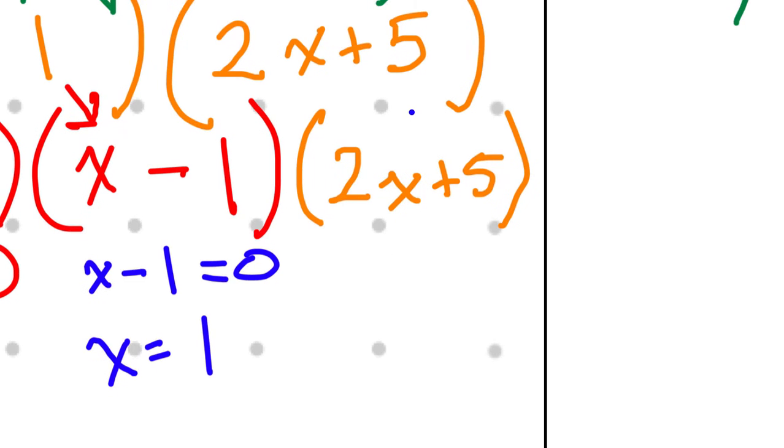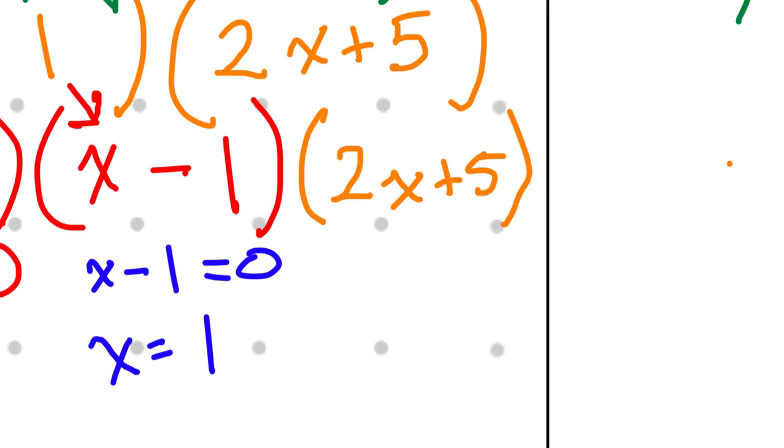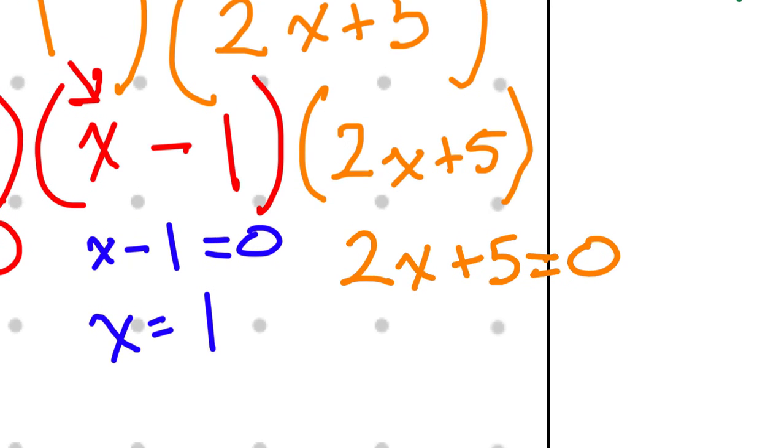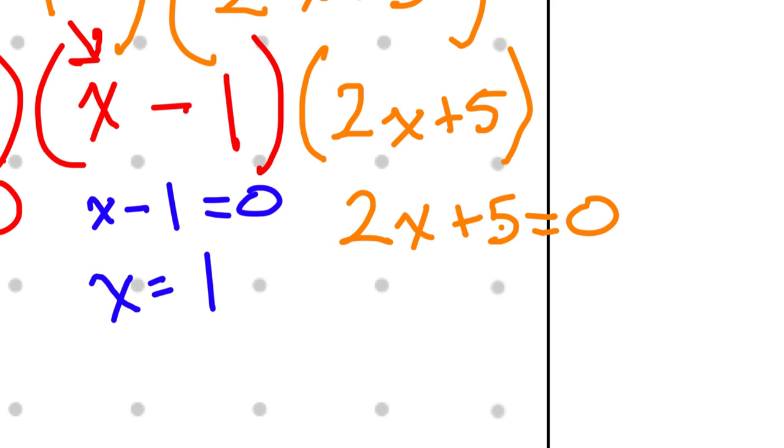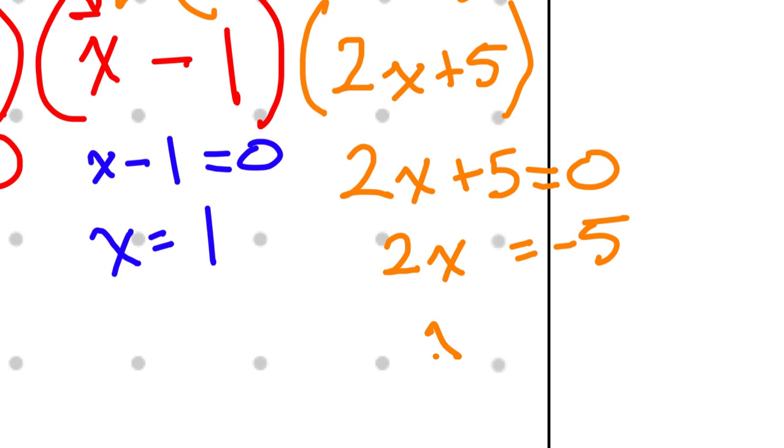From there, I also have 2x plus 5. I'm going to set that equal to 0. 2x plus 5 is set equal to 0. This is going to require 2 steps, which you still learn in your first year of Algebra 1, so I hope we still got this down. I'm going to subtract 5 from both sides, and I get 2x is equal to negative 5. After we subtract 5 from both sides, I finally divide both sides by 2, and I'm left with x is equal to negative 5 halves.